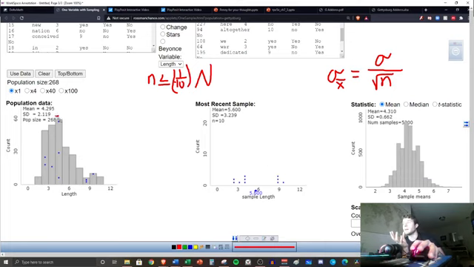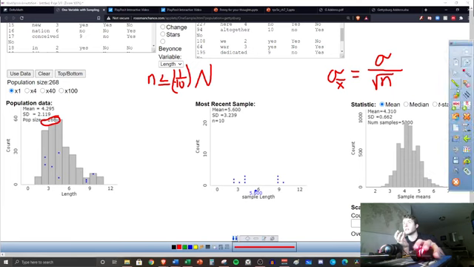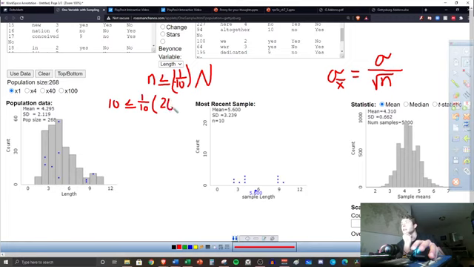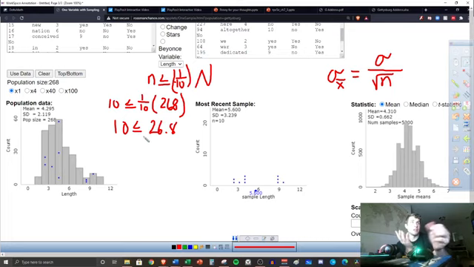Well, we actually know the population. It's 268, and that's over there. Okay. So is 10 less than or equal to 1/10 of 268? Well, 1/10 of 268 is going to be equal to 26.8. So the largest sample that I can take is going to be 26. That's the largest sample for it to maintain independence.